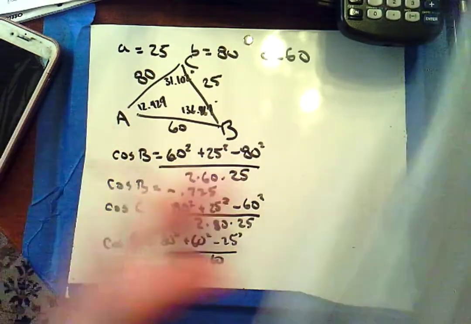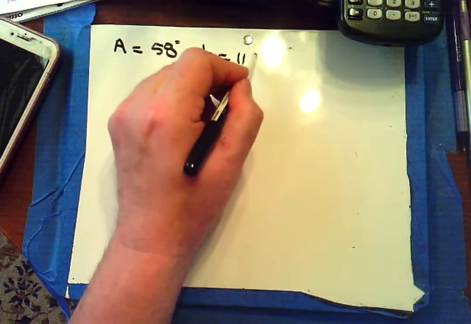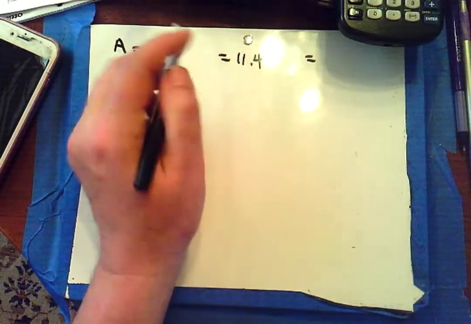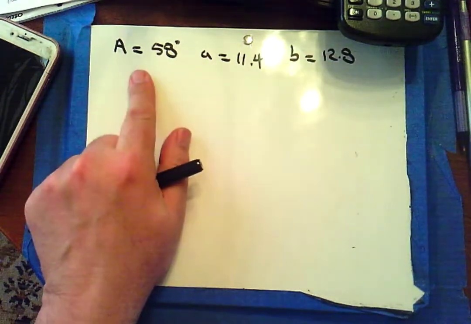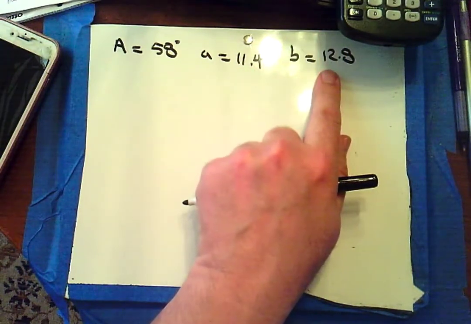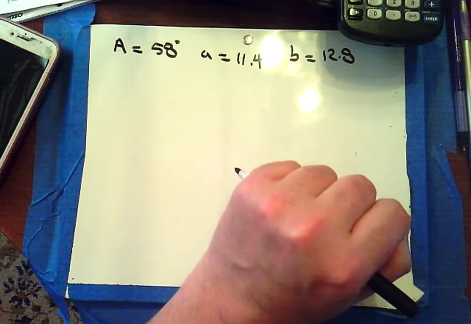Okay. How about this one? We've got A equals 58 degrees, B equals 11.4, and C equals, I'm sorry, this is mislabeled, this is little a, and this one is B, 12.8. So I've got big A is 58, little a is 11.4, and little b is 12.8. Okay, you might want to pause the video now and try the problem, and turn the video back on when you're done.